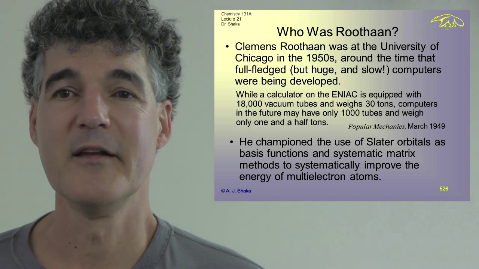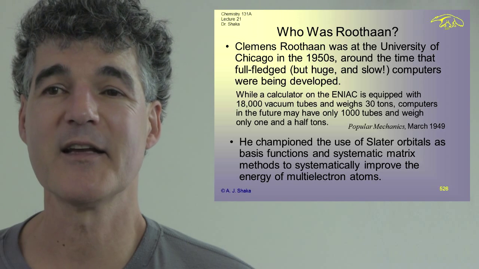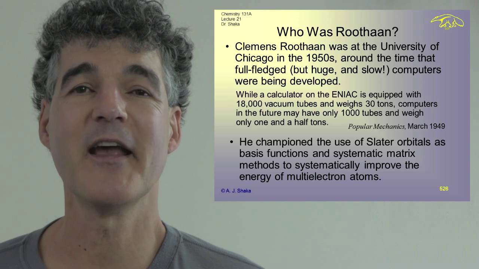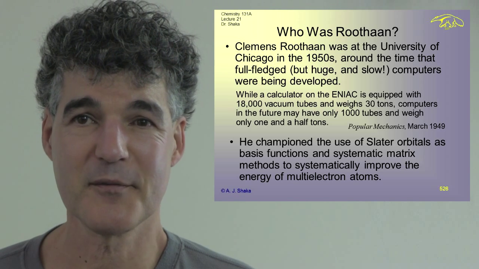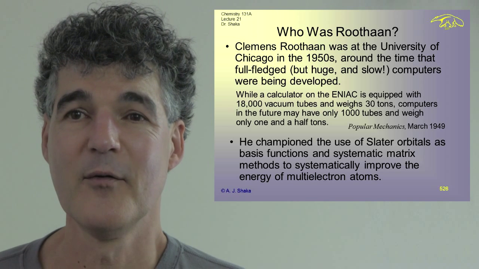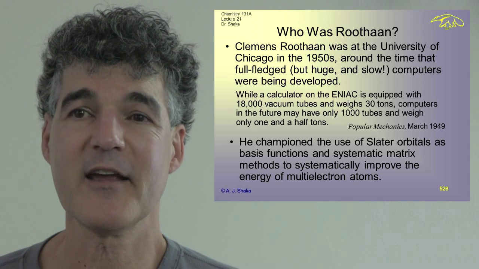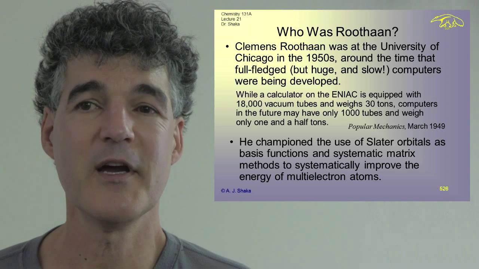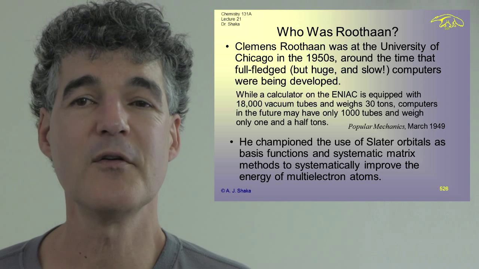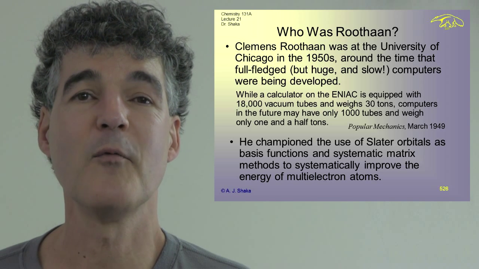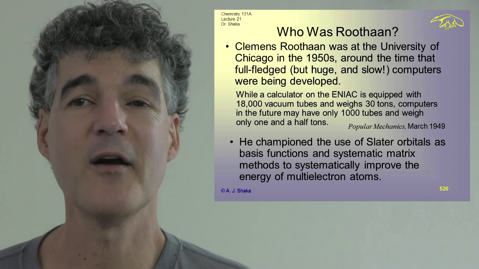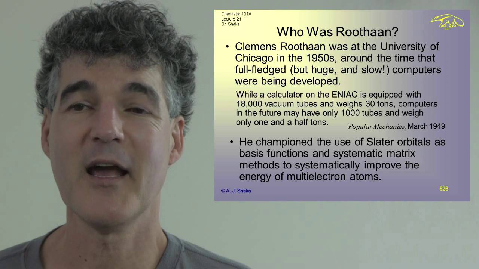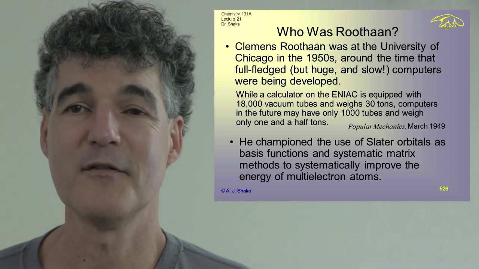And here's a quote then from Popular Mechanics in March 1949. And this is a cautionary tale on how hard it is to predict the future. Here's what they said. While a calculator on the ENIAC is equipped with 18,000 vacuum tubes and weighs 30 tons, computers in the future may have only 1,000 tubes and weigh only 1.5 tons. And just imagine what happened in the next 65 years.